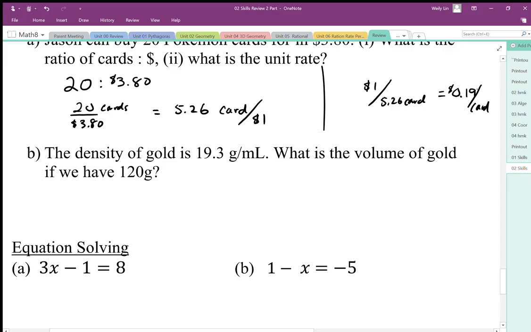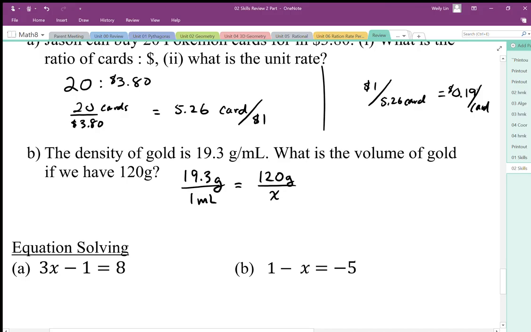Density is a rate that compares grams to volume. So I have here a problem where I have 120 grams of gold and I need to figure out what is the volume that 120 grams of gold occupies. So I'm going to write my comparison, and I can do it either way, but I'm going to put the volume on the bottom and grams on the top. You may want to put the grams on the bottom and volume on the top. It's up to you. Here I have my rate.